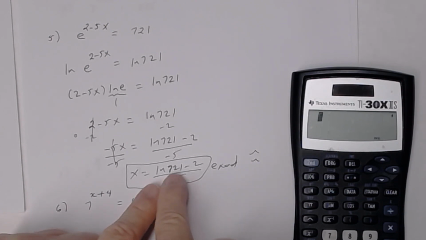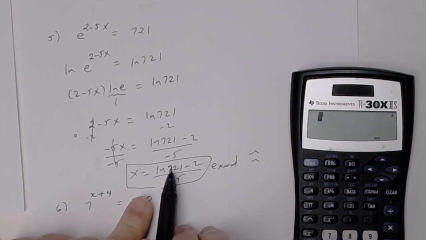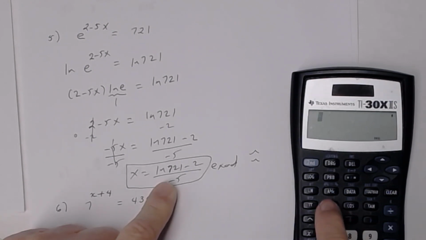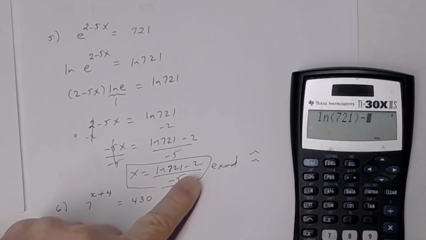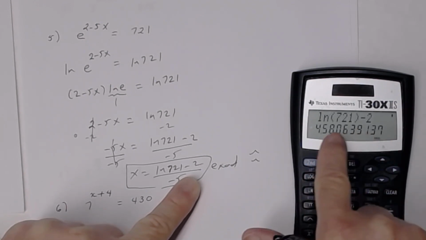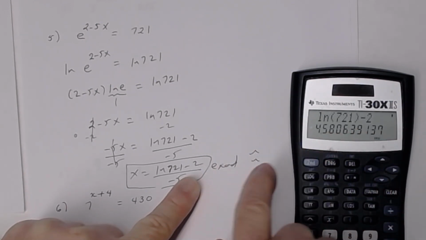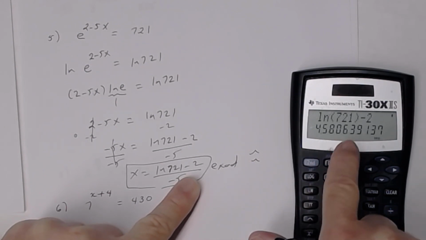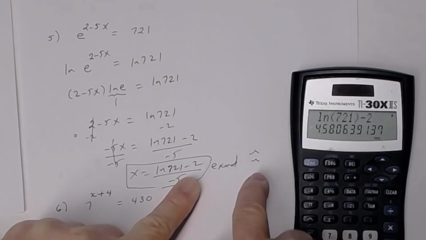So here's the way I would do this. Since the numerator is more than one term, you have 2 terms here, the natural log of 721 and a negative 2. So what I would do is this, say natural log of 721, close the parentheses, subtract 2, just like this, press equal. So now I've found my numerator. Now leave this in your calculator. Don't write it out and approximate that. Only approximate your final answer. Only the final answer must be approximated.